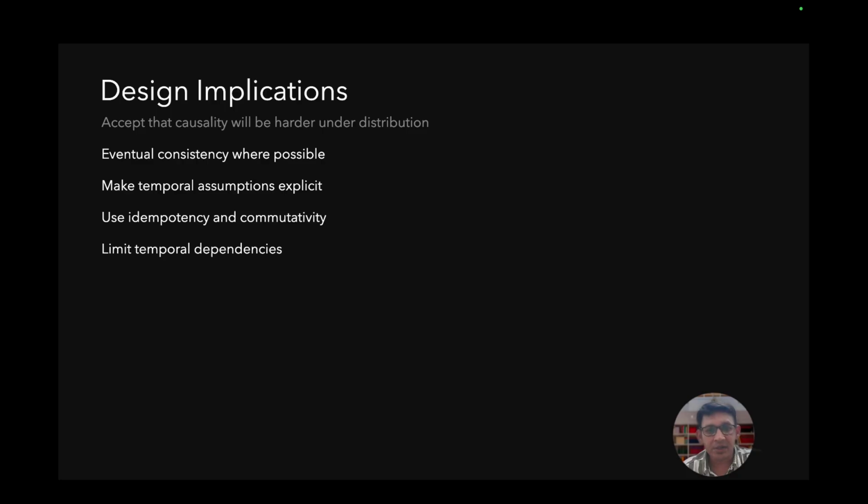Now, time and concurrency will always be hard, but you can design systems that limit how much causality depends on timing. Isolate temporal dependencies, make them explicit, and minimize them.